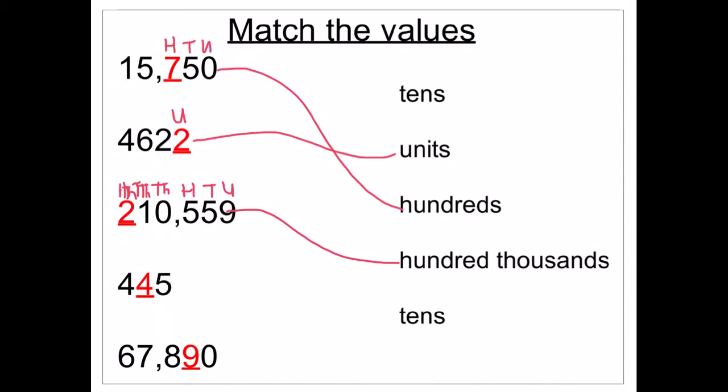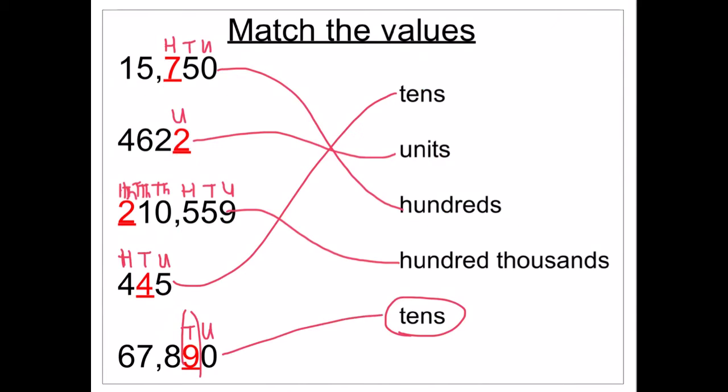2 left. 445. 5 is units, 4 is tens, second 4 is hundreds, so I can match it up to my tens. And my last one, hopefully it matches with our last answer of tens. So 67,890. That's my units, my tens, so it is in my tens, and we got all of them correct.